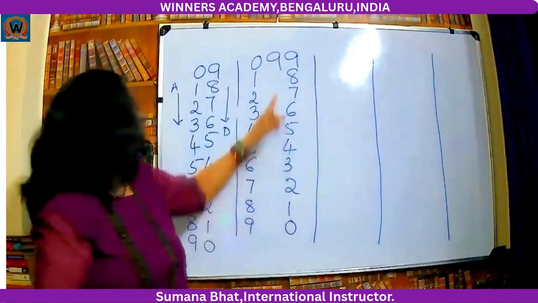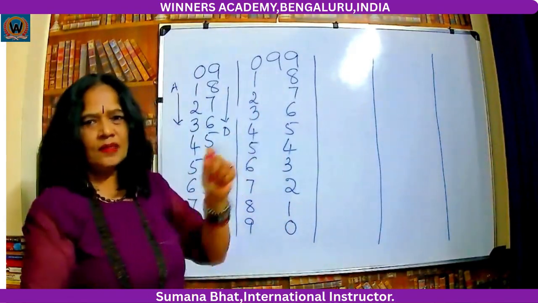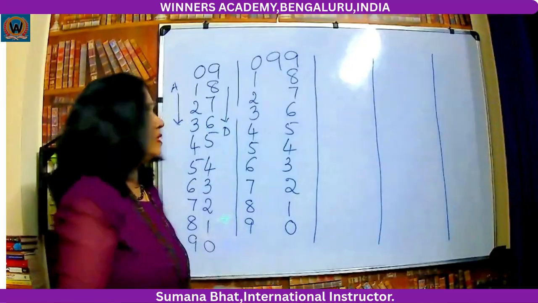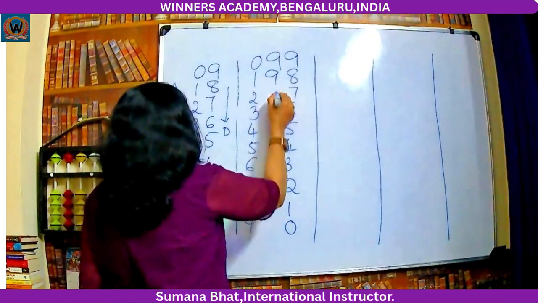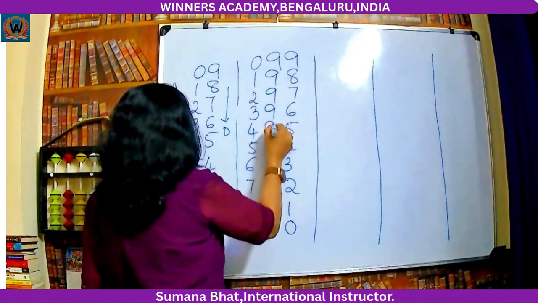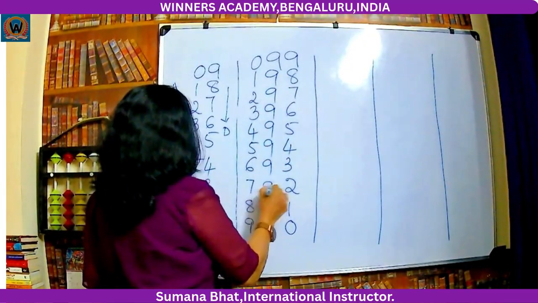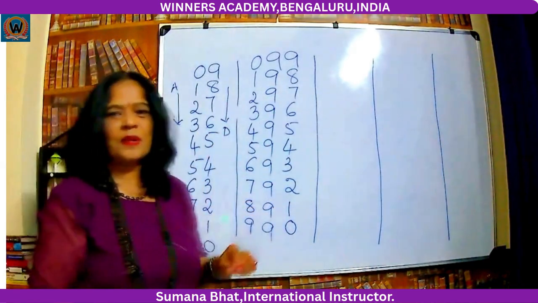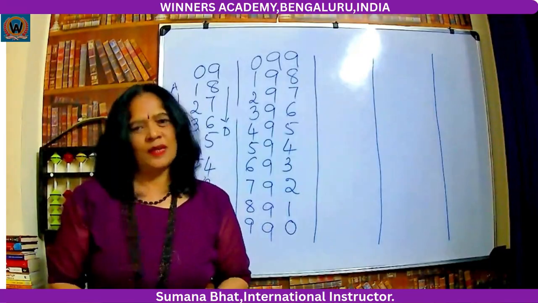So what is left out? The number in the middle, that 9, is left out. What to do for that 9? Write it as it is. 9, 9, 9, 9, 9, 9, 9, 9, 9, and 9. So this is the multiplication table for 99.